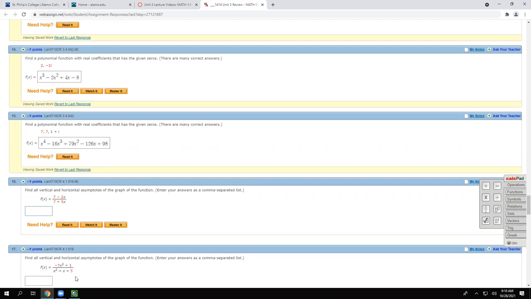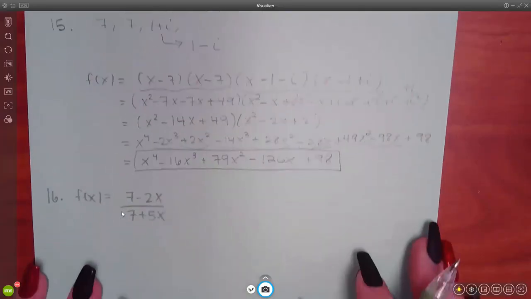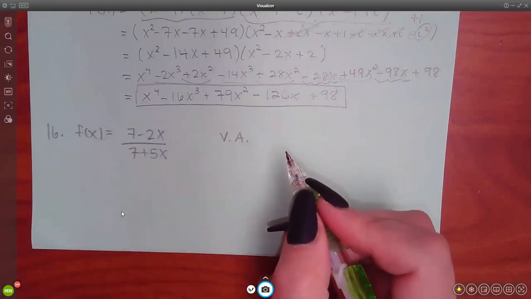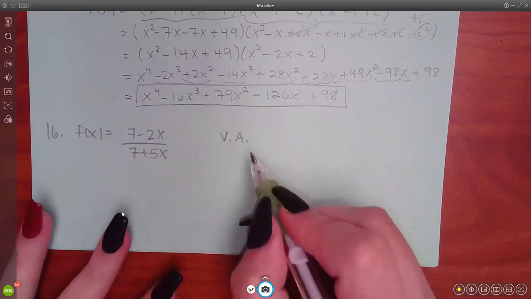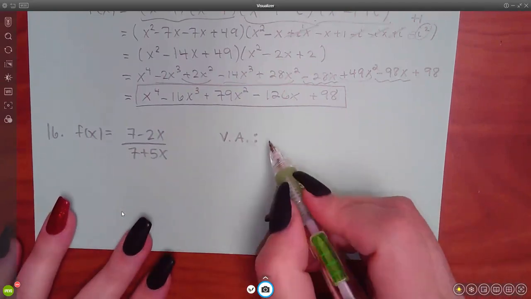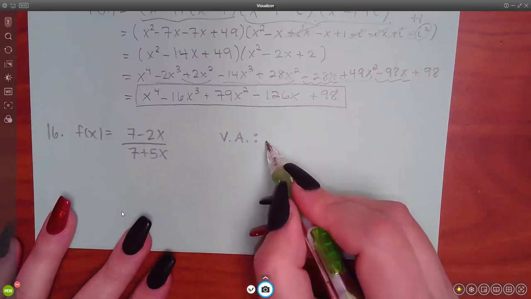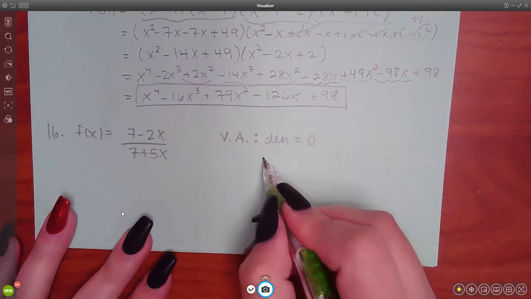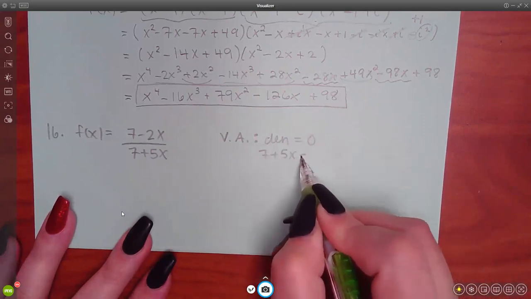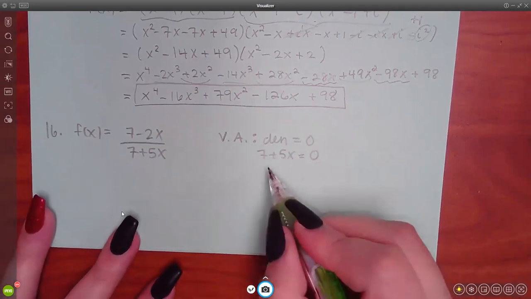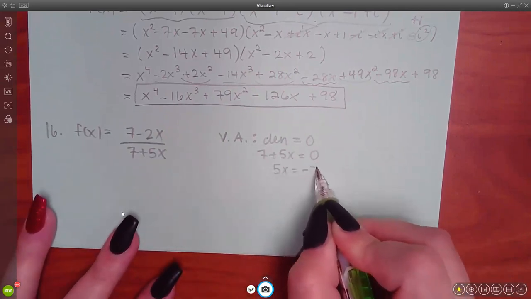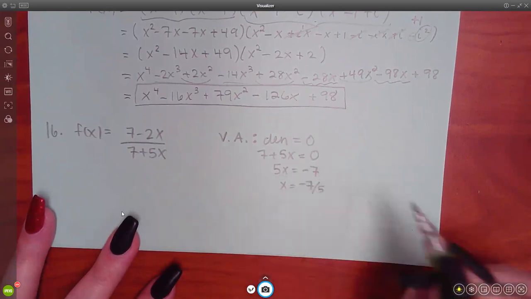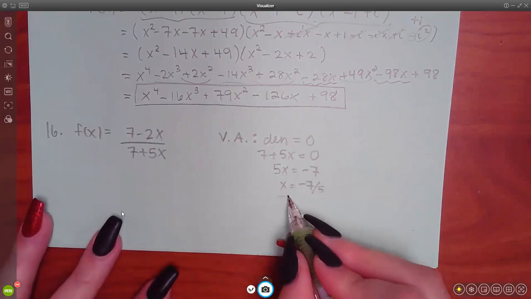Okay, so it wants the vertical asymptotes and the horizontal asymptotes. So for vertical asymptotes, do you remember what we're supposed to do? How do you find your vertical asymptotes? Set it to zero. Set what equal to zero? The denominator. Set your denominator equal to zero. So 7 plus 5x in this case is my denominator, right? And then we solve, so we'll move over to negative 7, and then we'll divide by 5. And so we get this as our vertical asymptote.